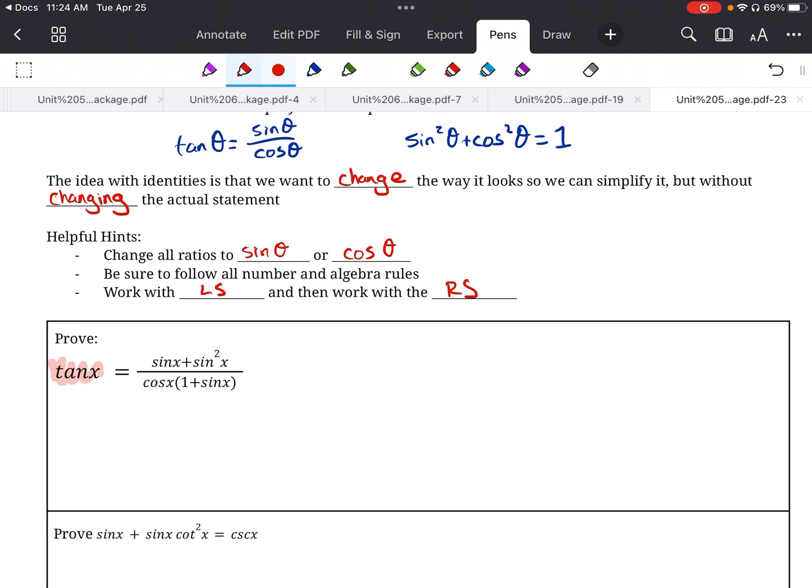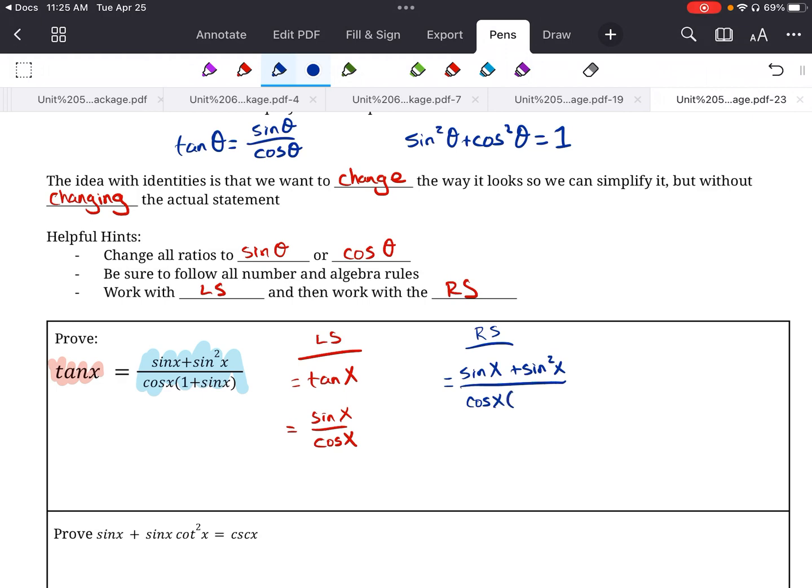Okay, so left side, it's tan x, which we know is sine x over cos x. So let's leave it there. We turned it into sine and cos, and then we'll work with the right side and see if we can get the same thing. Okay, so we have sine x plus sine squared x over cos x times 1 plus sine x.